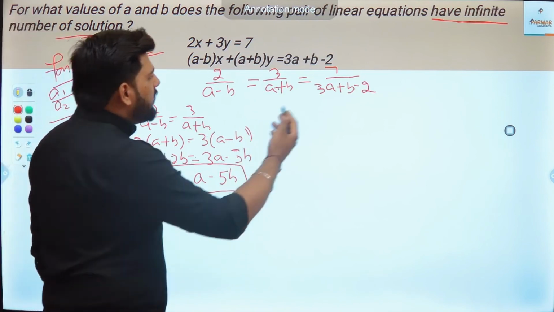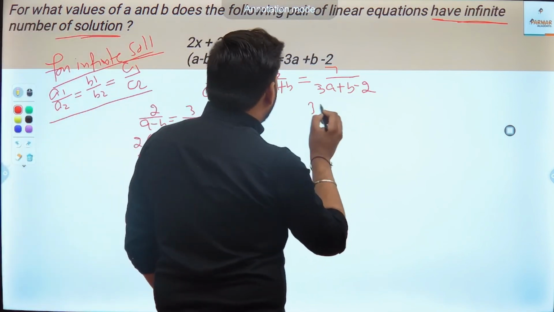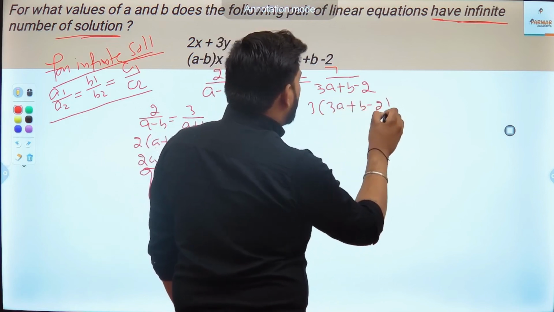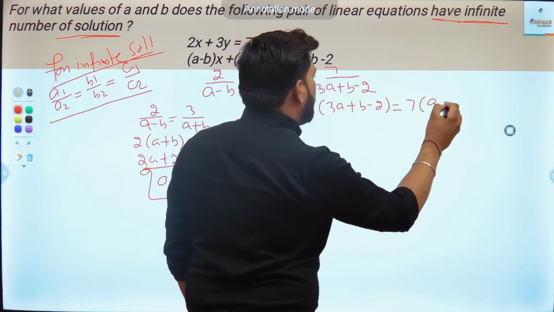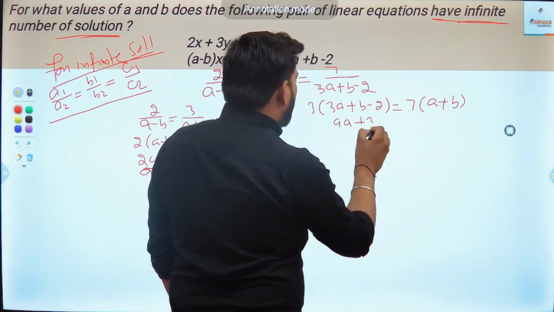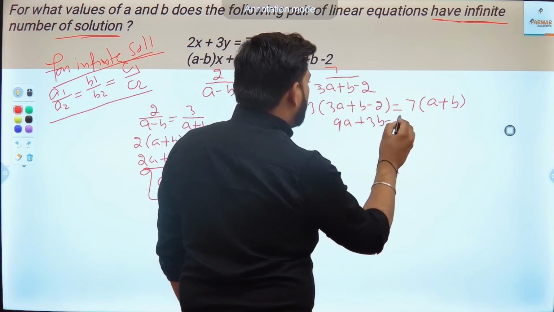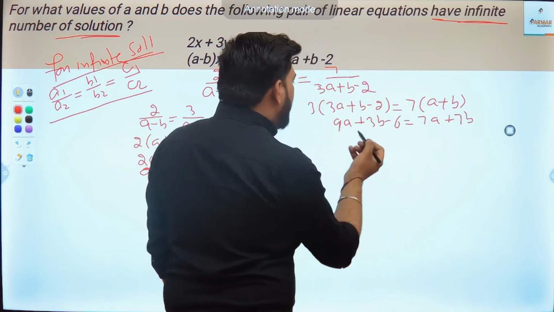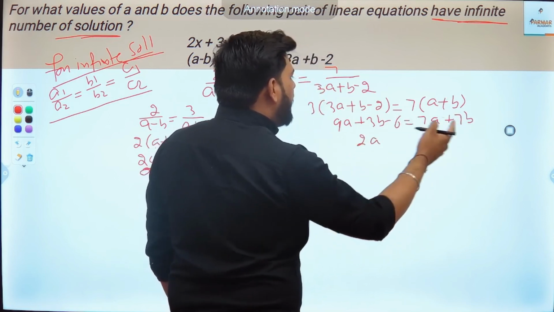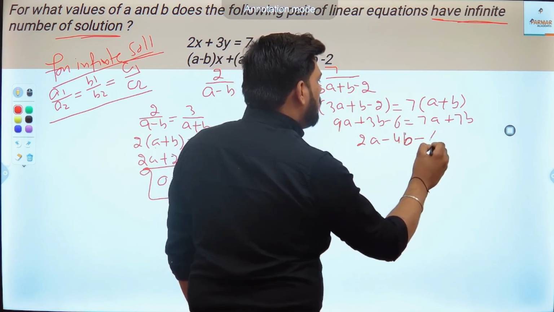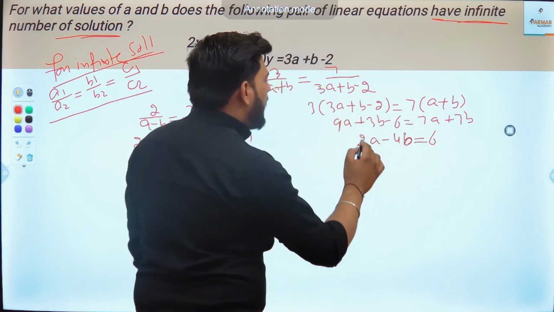Now, equating the second and third members, we will get 3 into 3a plus b minus 2 is equal to 7 into a plus b. That is 9a plus 3b minus 6 is equal to 7a plus 7b. 9a minus 7a, that is 2a, 3b minus 7b, that is minus 4b, is equal to 6. That is the second equation.